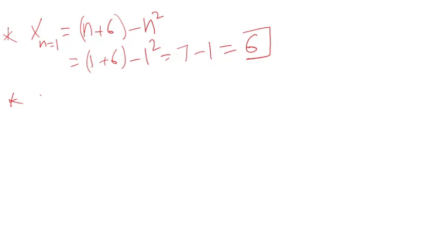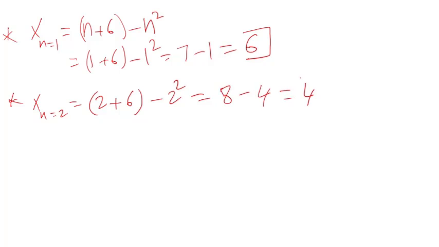The second term, x of n equal to 2. So I'll just substitute in that little equation. 2 plus 6 minus 2 squared. 2 plus 6 is 8, minus 2 squared is minus 4, equal to 4.